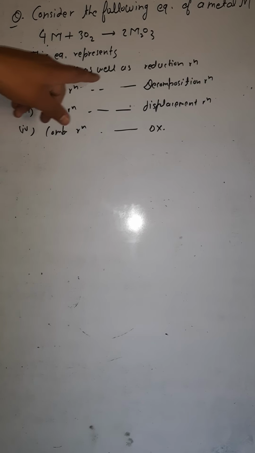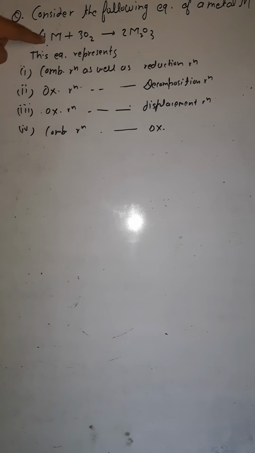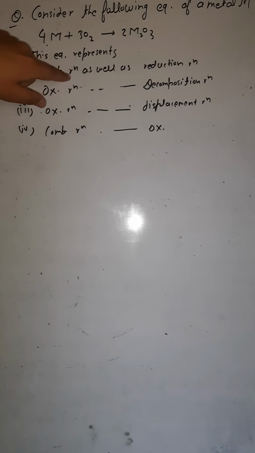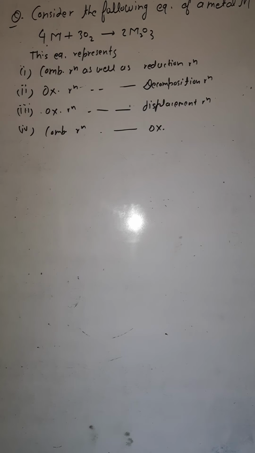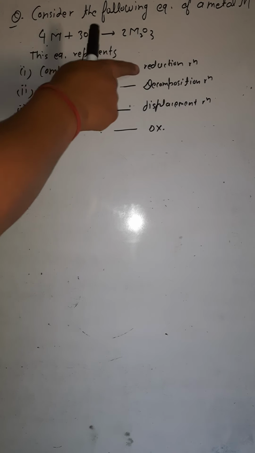Okay. So if I talk about the first option, that is combination reaction as well as reduction reaction. Yes, it is combination because two things are combining together and forming one. So it's an example of combination. Whether it is reduction or not: reduction means removal of oxygen and addition of hydrogen. So here nowhere you can see removal of oxygen, rather addition of oxygen is here. So this is the example of oxidation because addition of oxygen is there with M. This O is adding with M and making M2O3. So this is not reduction.